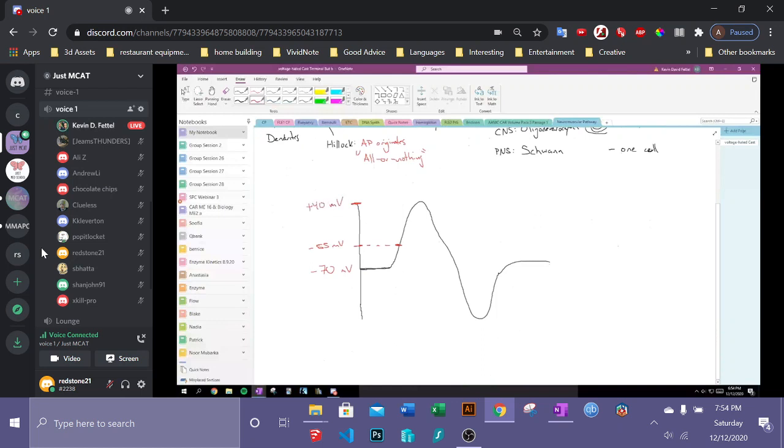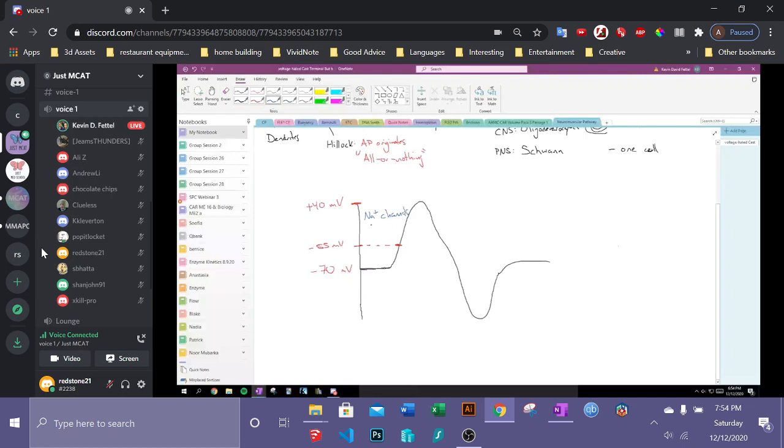There is some variability depending on the cell type, but this is the textbook standard we should be aware of. So what happens as we climb this hill, this action potential, as we're going up? Certain things open, certain things close throughout this up-down. The first thing that opens is the sodium channels, Na plus channels open.